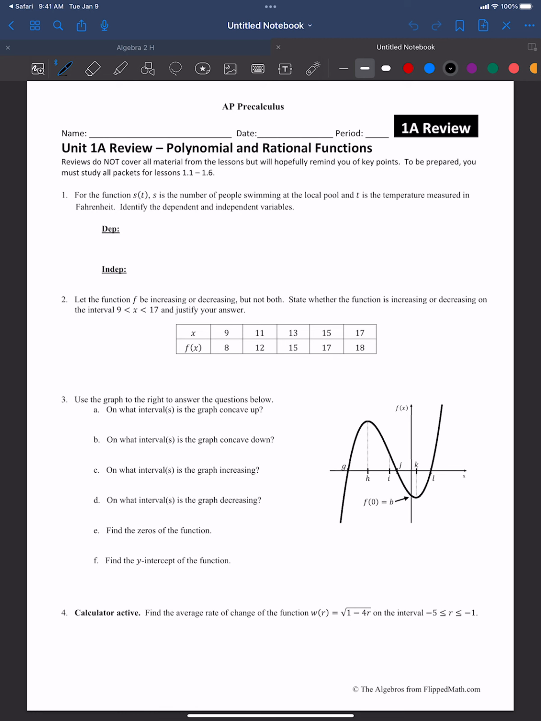So this first one, I'm just going to go through these answers quickly because you should be able to do this on your own. And you should just really be checking the answers. So identify the dependent and independent variables is what I'm looking for in this first example.